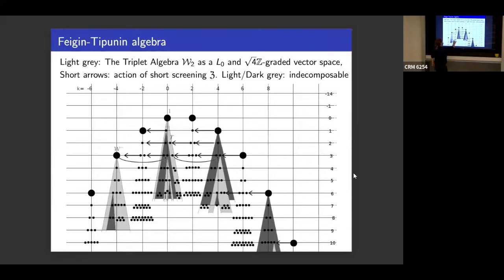And now you see the short screenings have a kernel. So this is this light gray guy, and they have a co-kernel because this on the dark gray is non-zero, and you see that the long screenings act here, and they form a three-dimensional representation of SL2. So that's exactly the part where you get a section in the bundle. Here you have a three-dimensional representation of SL2. Here you have a one-dimensional representation of SL2. Here you're going to have a five-dimensional representation, and so on.